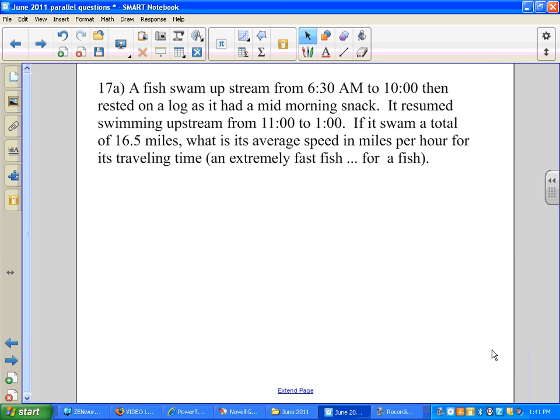Number 17a, a fish swam upstream from 6:30 a.m. to 10 o'clock, then rested on a log as it had a mid-morning snack. It resumed swimming upstream from 11 to 1. If it swam a total of 16.5 miles, what's its average speed in miles per hour for its traveling time? This is extremely fast for a fish.